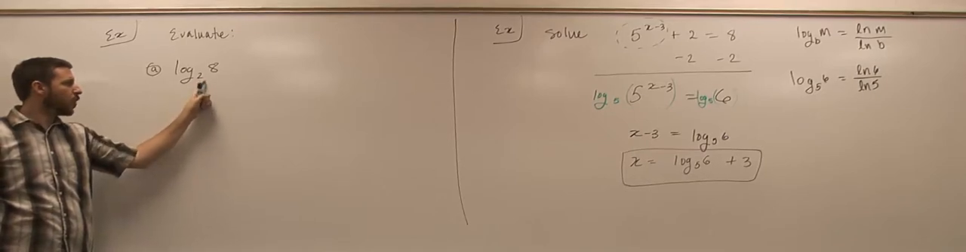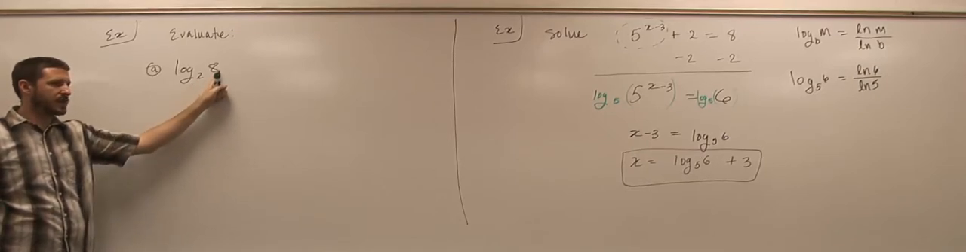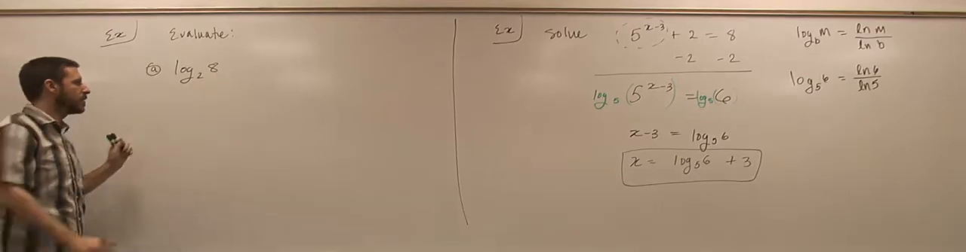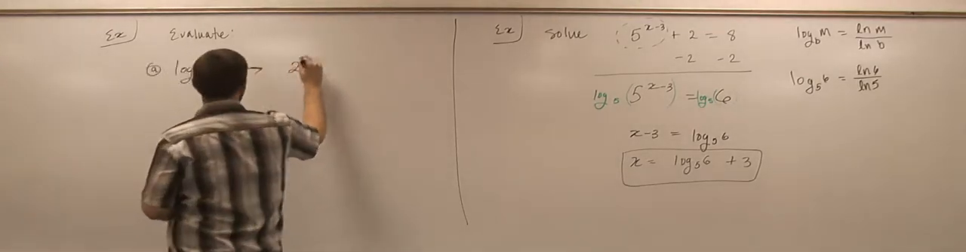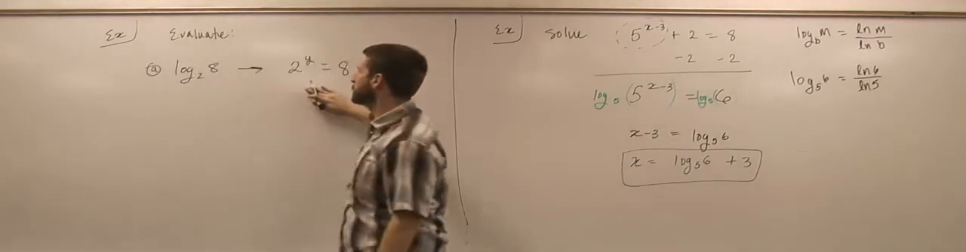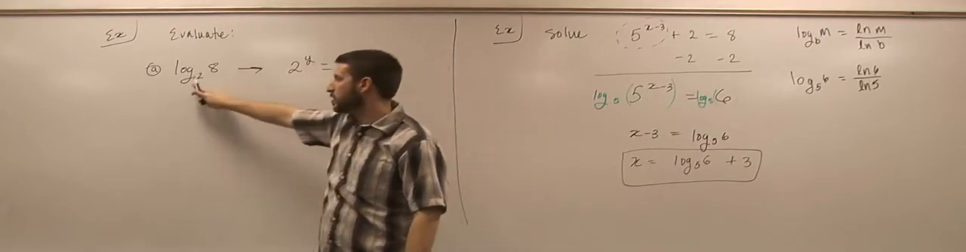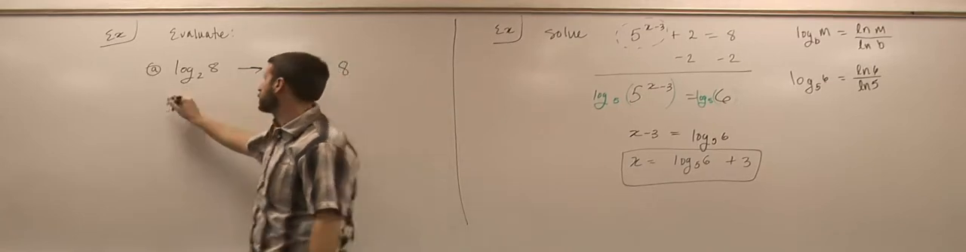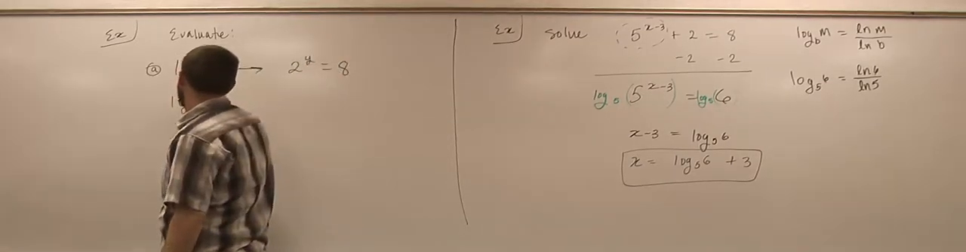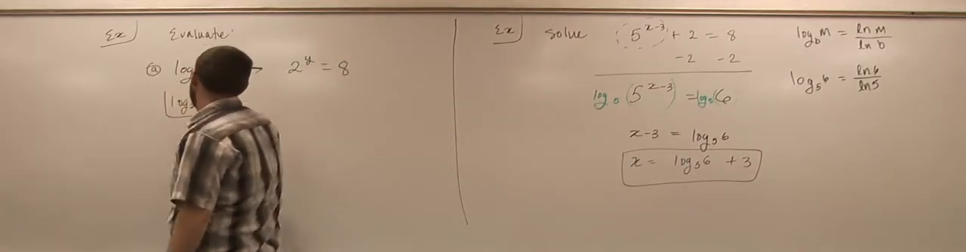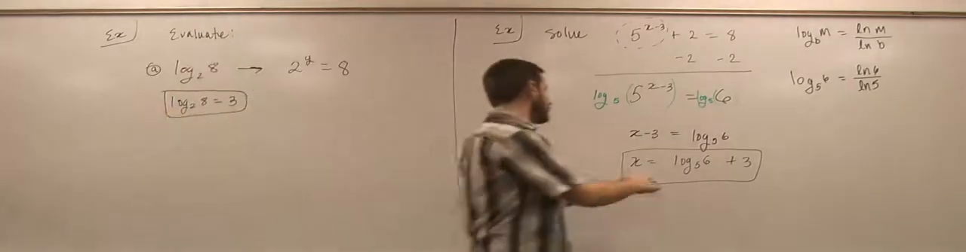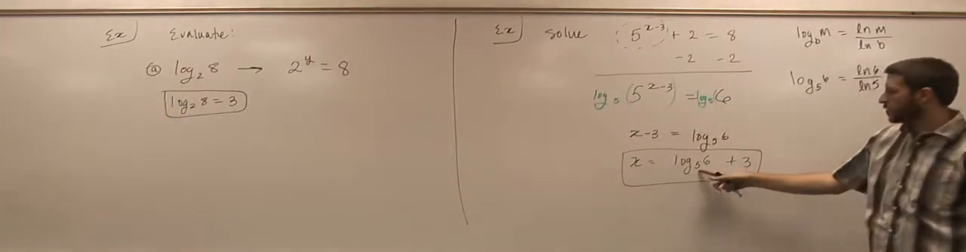So this is asking what power do you raise 2 to get 8? So you change this into the equation 2 to what equals 8. That's the exponential form. And then you know the answer to this is 3. So log base 2 of 8 is equal to 3.